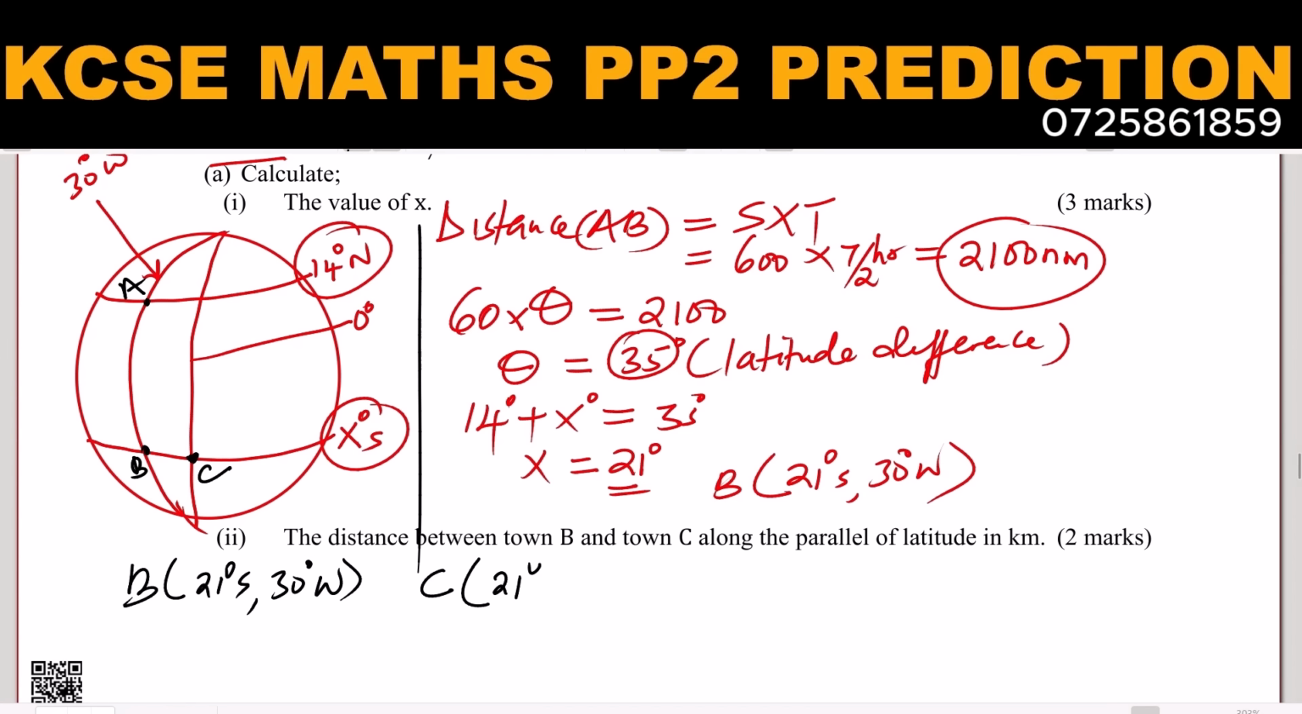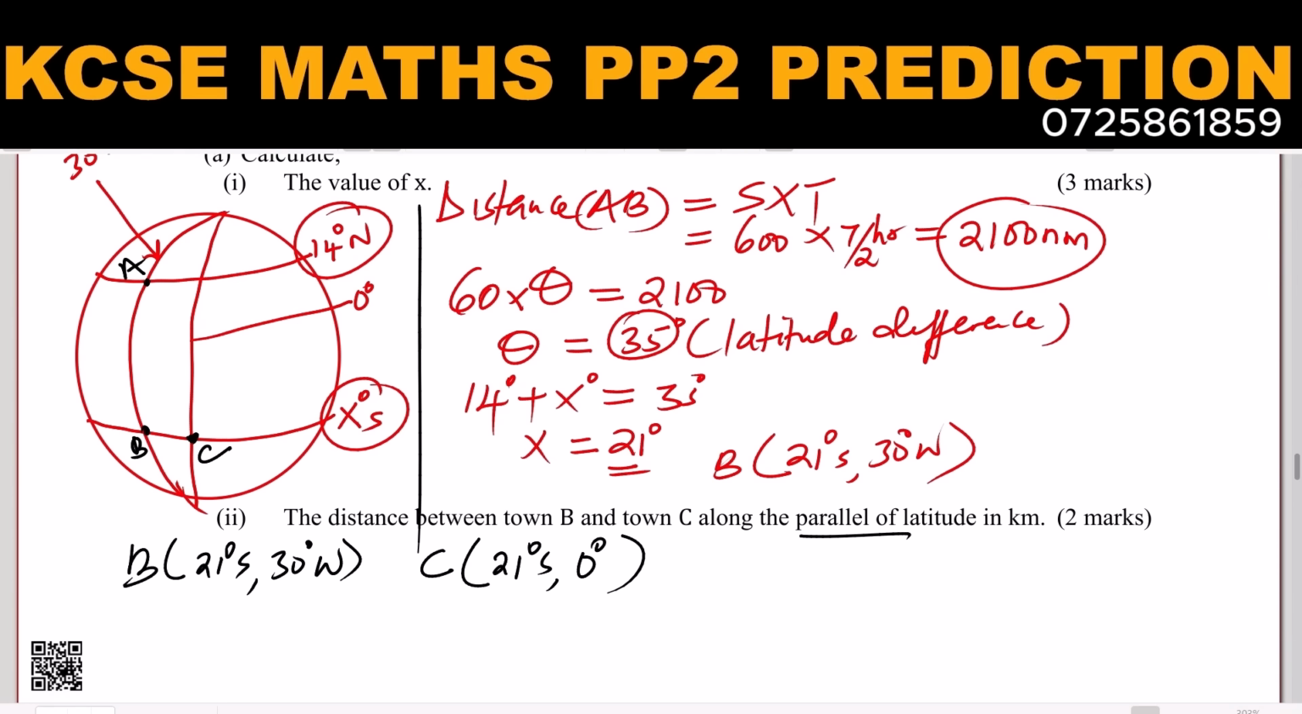C is 21 degrees south and 0 degrees. That is the position. So you're supposed to use these two and get the distance BC. This is the distance along the parallel of latitude. So how do you get that distance in kilometers? This is distance along the small circle of the parallel of latitude.